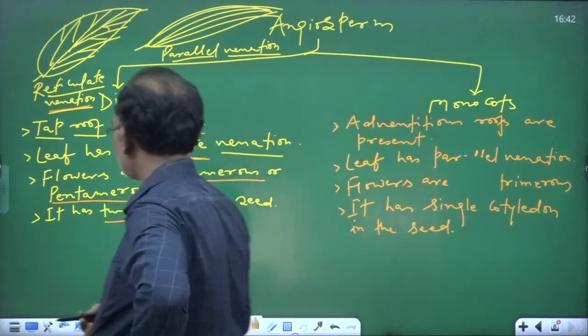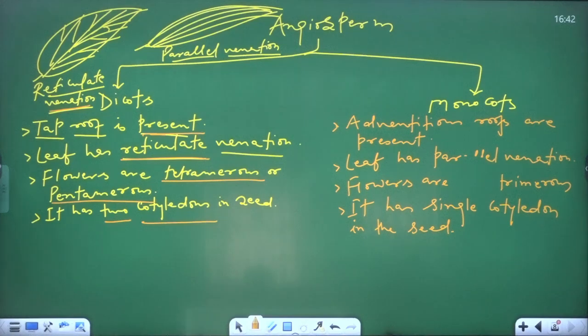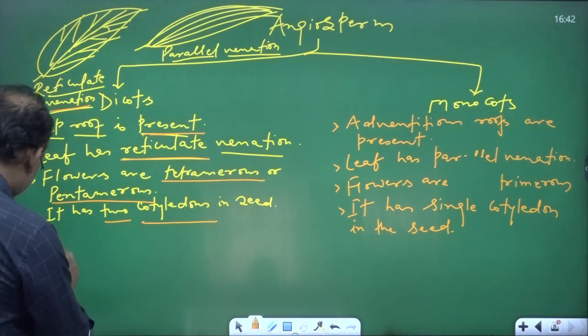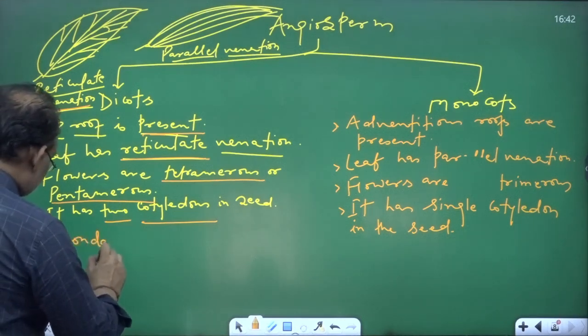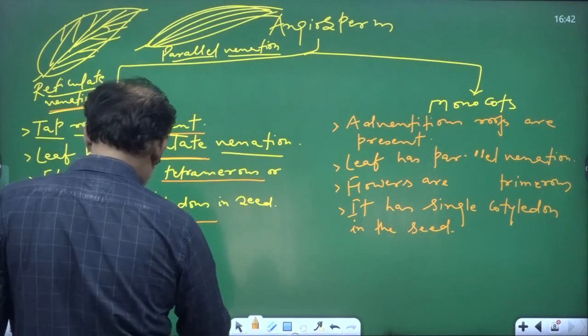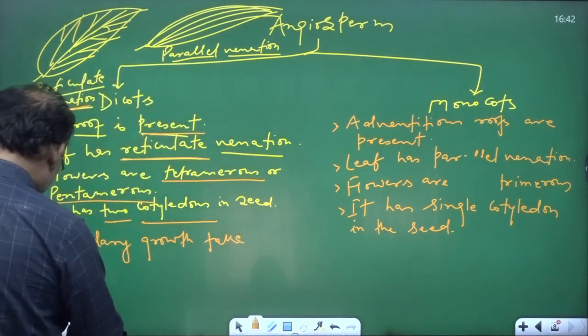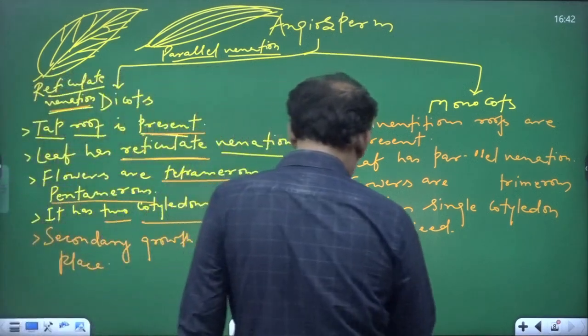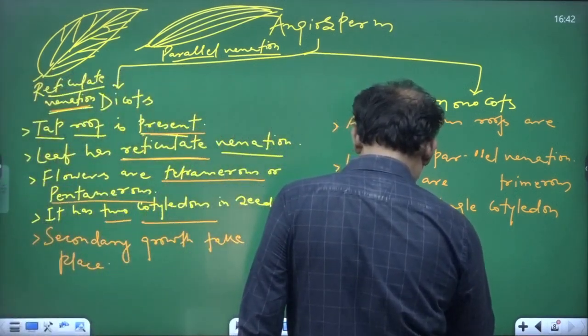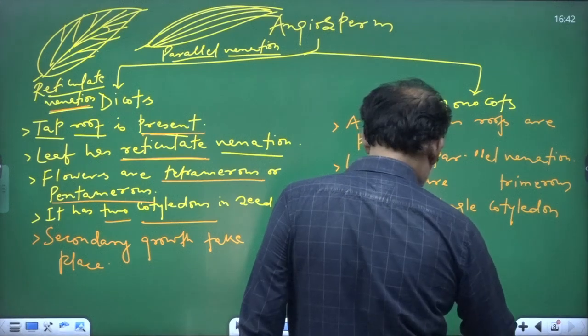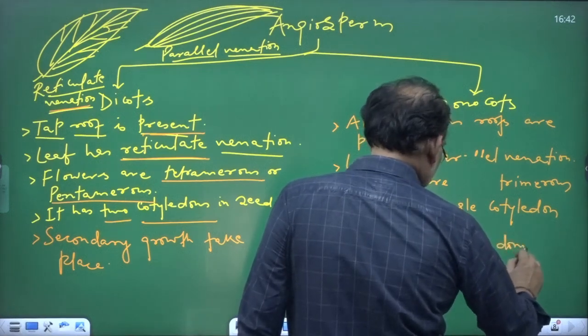In dicots, secondary growth takes place, which is the increase in the girth, the width. But in monocots, secondary growth does not take place.